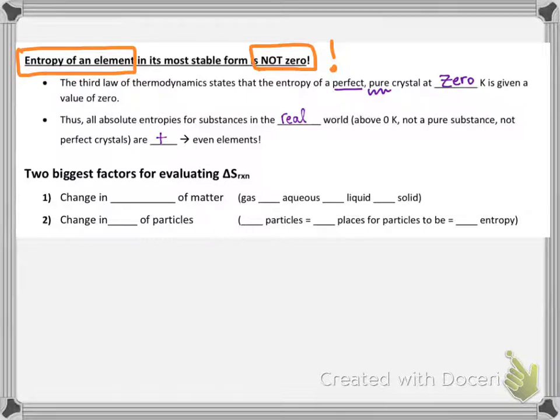Now, most of the time, you're not looking at an absolute entropy. I'm not even sure what that would mean. Instead, we're looking at the change in entropy. Is a system getting more organized or more disordered? So there are two most important things that you have to consider when you're trying to determine if entropy has gone up or gone down. Changes in state and changes in the number of particles.